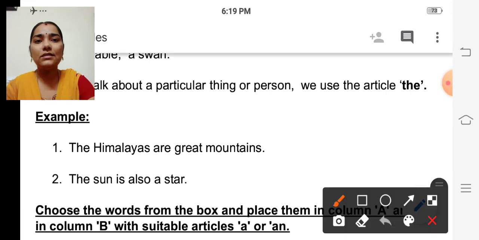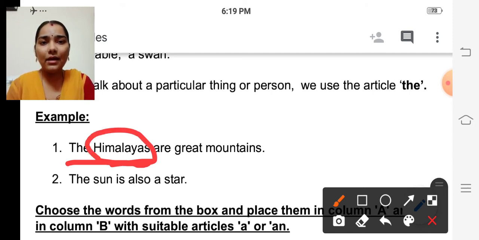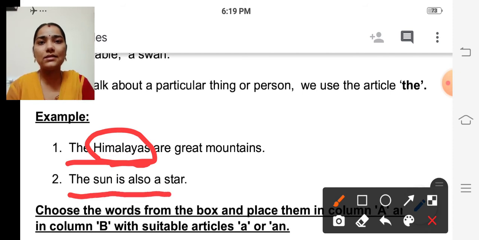The Himalayas are great mountains. The Himalayas. So here they mention some particular place, Himalayas, isn't it? Okay, next one is the sun. The sun is also a star. So when we talk about a particular thing or a person, we have to use the article the.